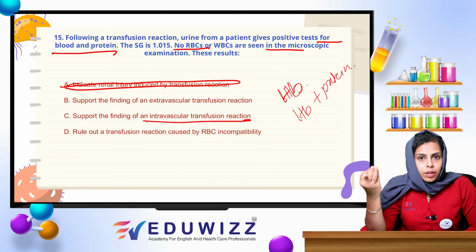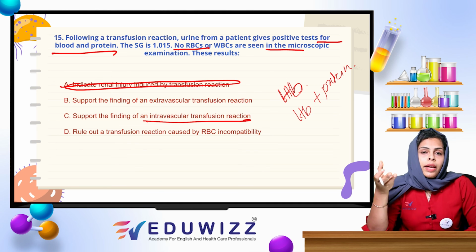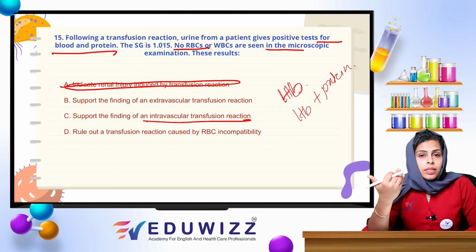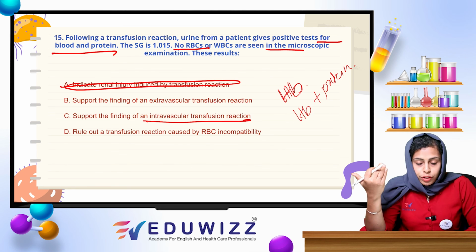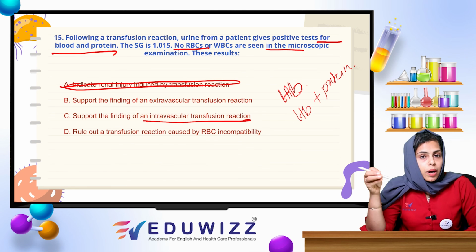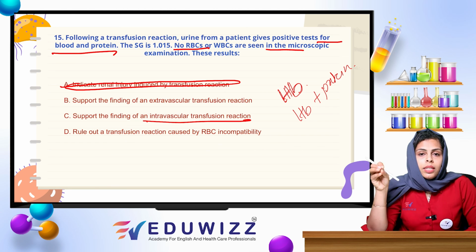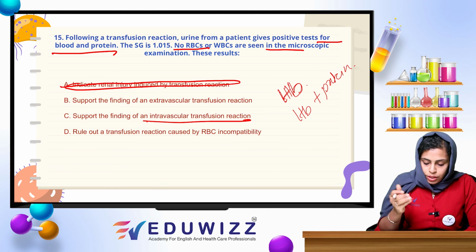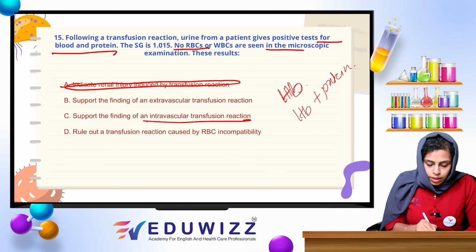So there is an increased amount of hemoglobin and also some proteins in the blood, which is filtered through the kidney and passed in the urine. So here it supports the evidence for the intravascular transfusion reaction. The answer is C.